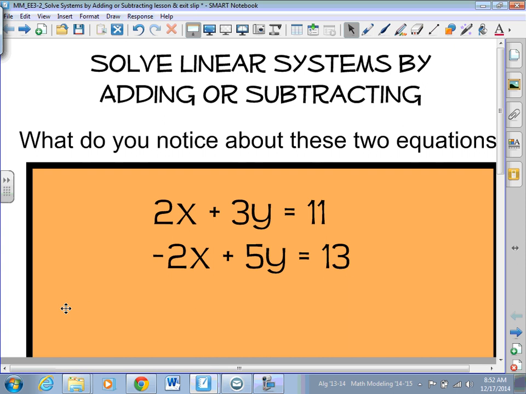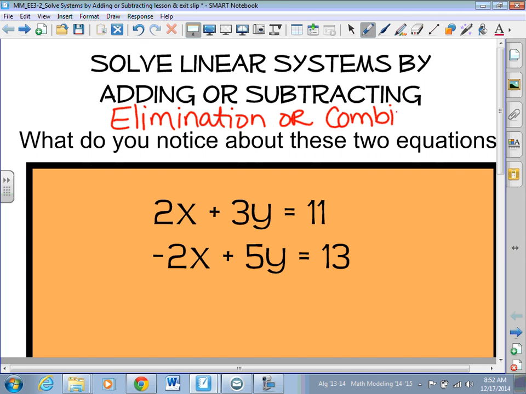Hi guys, today we are going to learn how to solve linear systems by adding or subtracting, and we call this elimination. So I'll write that down. We're solving by elimination, or we call this linear combination. So you can see it both ways, but both terms mean the same thing. So we are going to introduce you to that today. We are solving linear systems by elimination or by linear combination. So go ahead and title your notes.